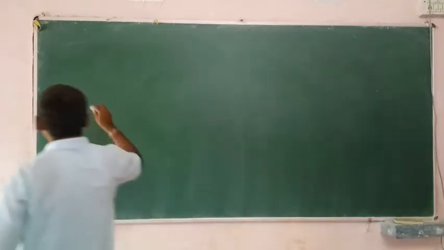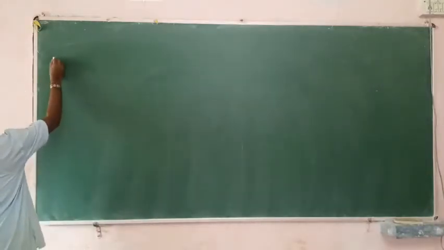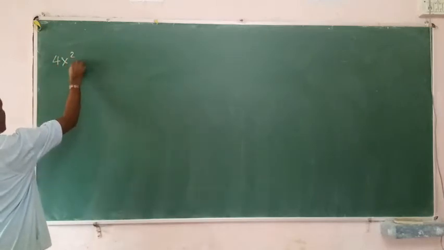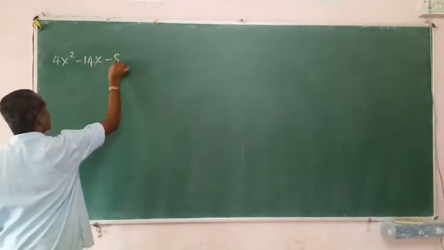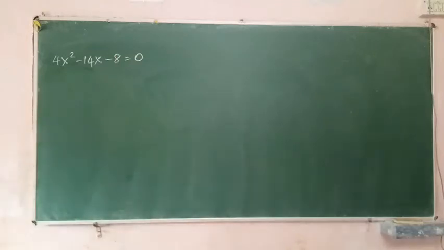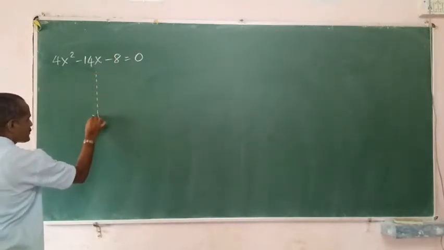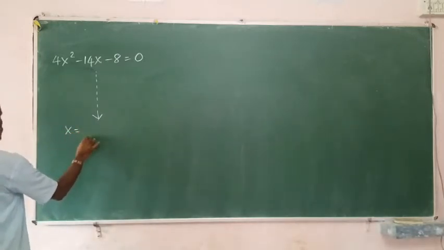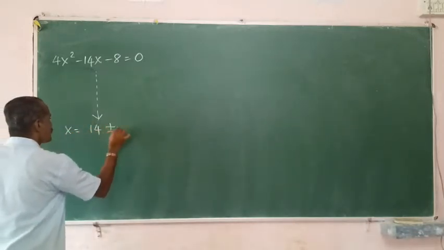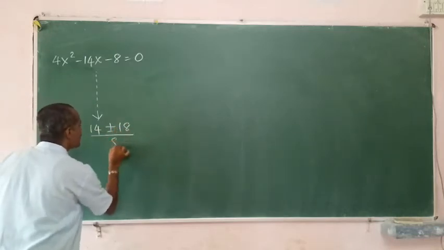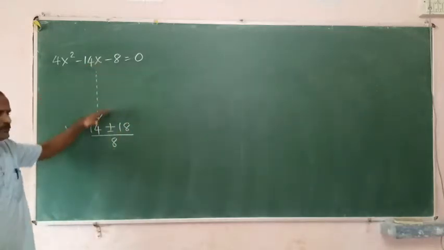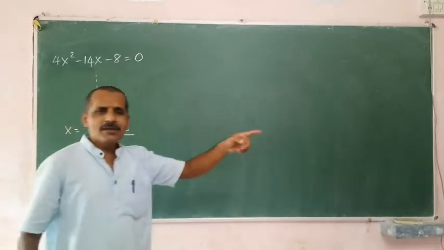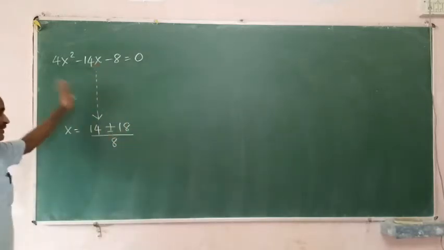The problem was like this: 4x square minus 14x minus 8 is equal to 0. This was the problem, and I have solved it. There is absolutely no mistake there. And at some stage I got x is equal to 14 plus or minus 18 divided by 8. Up to here you can just refer to the video. Up to here it was correct.